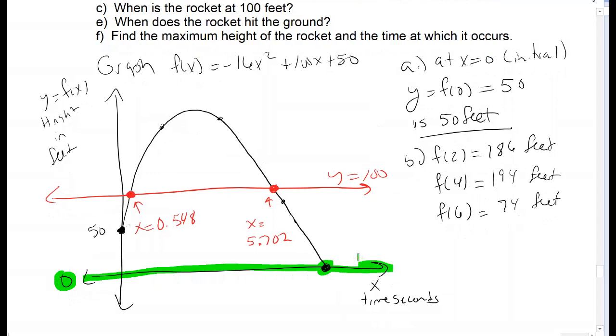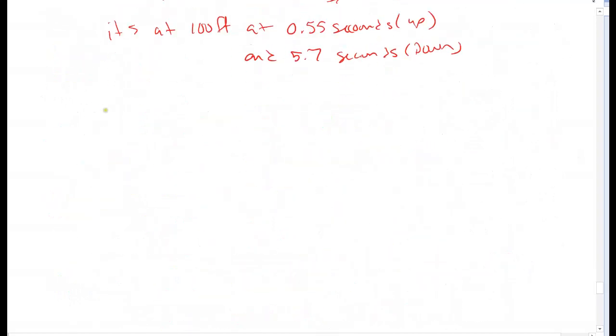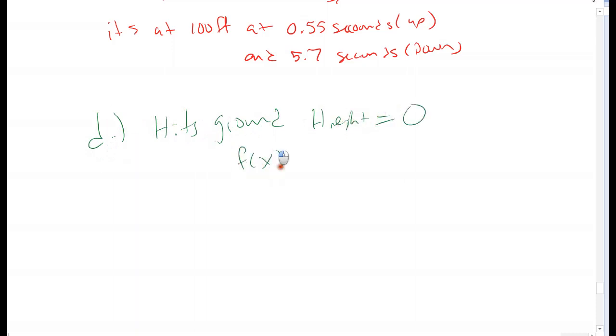Right? This would represent the ground, right? This is the ground where my height is 0. And so I want to find this moment, which is actually the 0 of the function. And so question D is asking you, well, it's going to hit the ground when the height equals 0, so when my function equals 0. And so you could solve it.